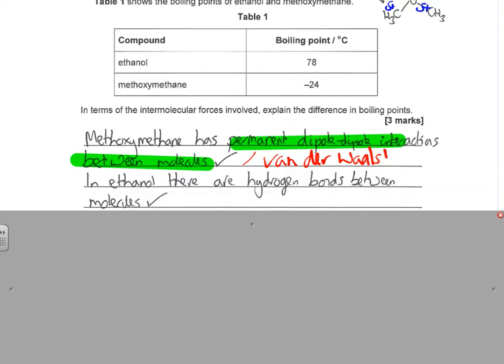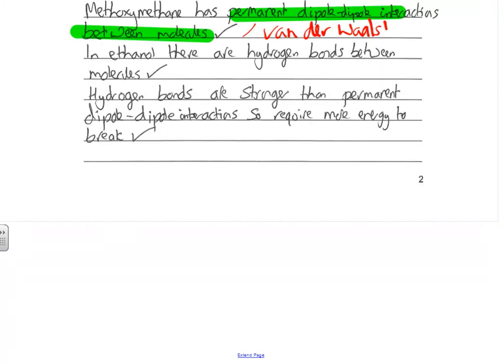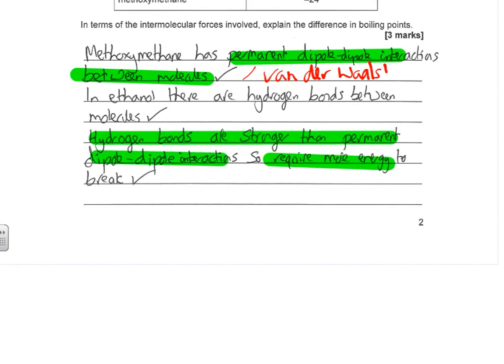Now ethanol, of course, we've just drawn it, so we needed to recognise there are hydrogen bonds between the molecules, and I'm on to my first 2 marks. One for the intermolecular force in methoxy methane, one for the intermolecular force in ethanol, and my final mark, my final sentence here, is that hydrogen bonds are stronger than permanent dipole-dipole interactions, and so require more energy to break. And just raise it up there on your video screen, and here it is. Hydrogen bonds stronger than permanent dipole-dipole interactions, more energy required to break them.